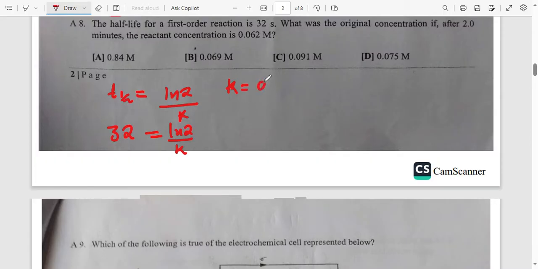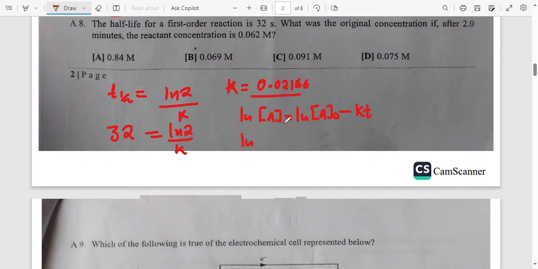and that is going to give us 0.02166. And then we have been also told, what will be the original concentration if after 2 minutes the reactant concentration is 0.06. So now for this one, that's where we come to the integrated rate law of a first order reaction, and we are saying that the integrated rate law for a first order reaction is natural log of the final concentration is equal to natural log of the initial concentration minus K multiplied by T.